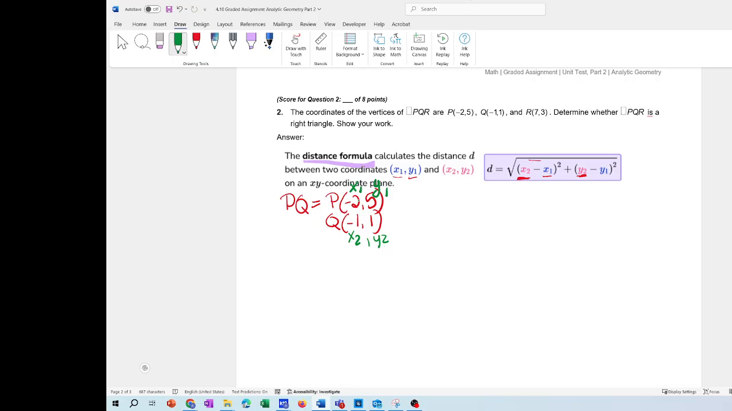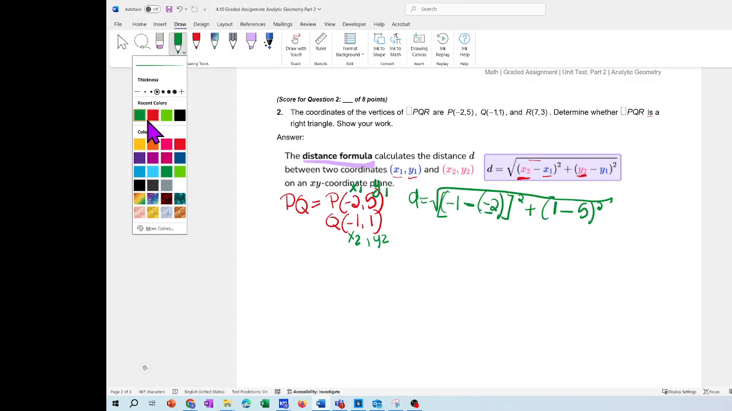Okay, then once we have that, we're going to substitute in the distance formula. So D equals the square root of x2, here I have it, negative 1, minus x1, negative 2, all that in parentheses squared, plus y2, which is 1, minus 5, and all that squared. Okay, so look what I did here. I did not remove the negative from the negative 1. You need to respect the signs.